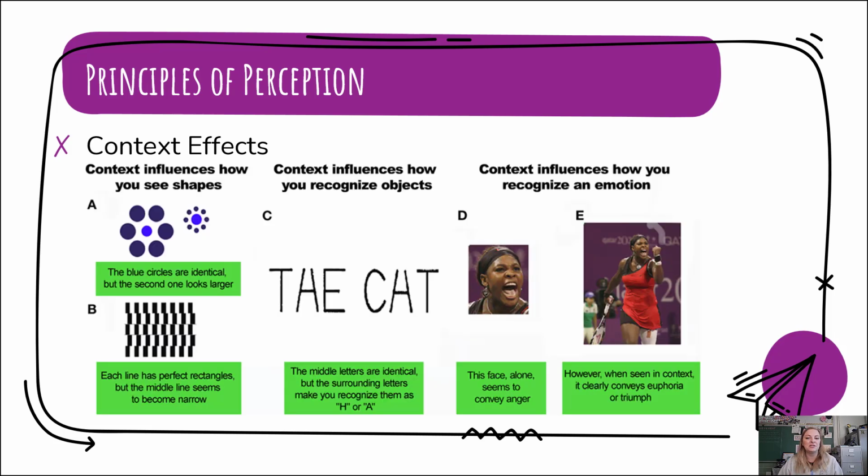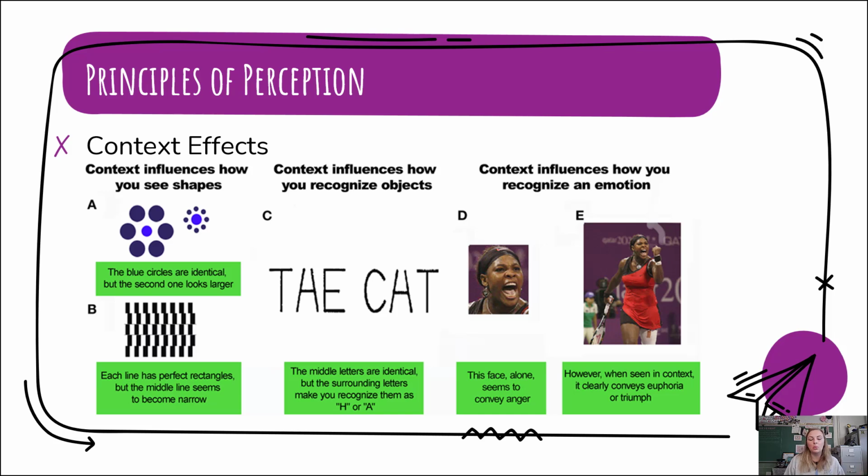The next principle of perception we're going to talk about are context effects. Context effects are the influence of our environment on how a person perceives and interprets stimuli. For example, in letter A, the blue circles are identical in shape. However, the second one looks larger because of the smaller circles around it. In letter B, we might see that each line is a perfect rectangle, but in the middle of the line, they seem to become more narrow just because of the information that we have around it.